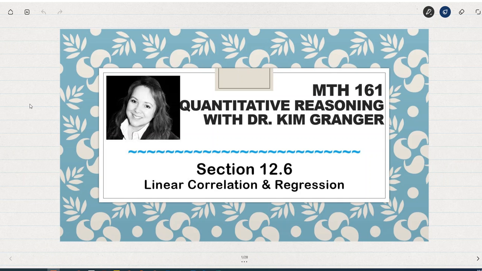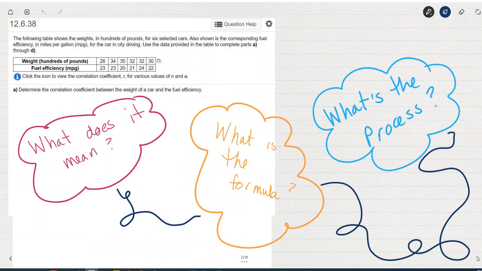In this video, we will conclude our study of statistics by looking at linear correlation and regression. This is section 12.6 in our textbook, and I have selected an example to work through from the homework.